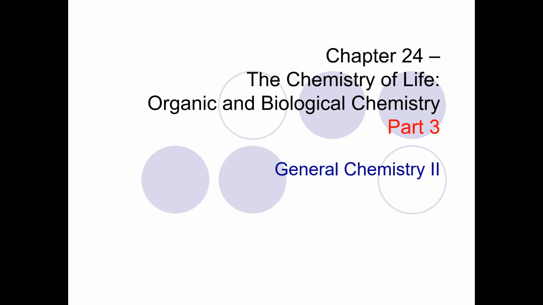So this is chapter 24, part 3 video, last video of the semester. Chapter 24, part 1 was about alkanes and naming. Part 2 was isomers, and then alkenes, alkynes and their naming, and then being introduced to aromatic hydrocarbons.